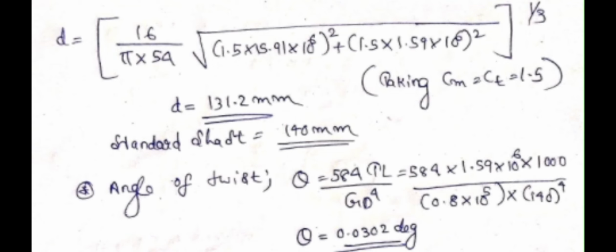You are also asked to find the angle of twist. It can be found by the equation shown. This also can be found from the data book. We have all the values: we know the value of T, we know L, we know G, we know D. What I have to do is just substitute and find the value in degrees. So the angle of twist will be 0.03, not 2 degrees.